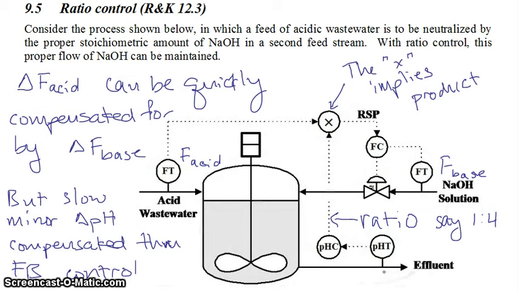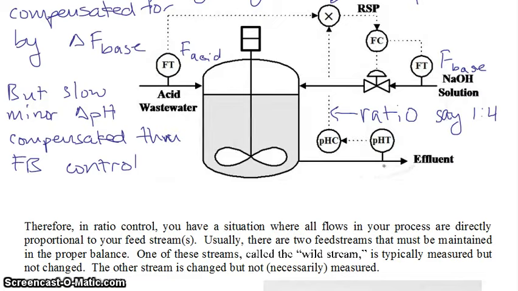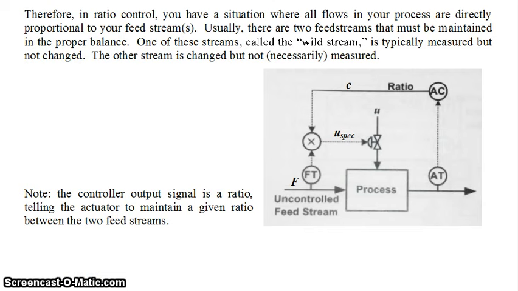Okay, so let's look at a little bit more of a general example of ratio control, which you might see here. So what I've said here is that you have this situation where all flows in your process are directly proportional to your feed streams. So usually there are two feed streams that must be maintained in proper balance in the ratio control. One of these streams is uncontrolled, so it's called the wild stream. So the wild stream is measured but not changed. And the reason why it's not changed is because a lot of the times you cannot change it. It's coming in from a process that's outside of your plant, and so that's why it's called the wild stream. It could have some changes to it, and you can't manipulate the flow rate of that stream.